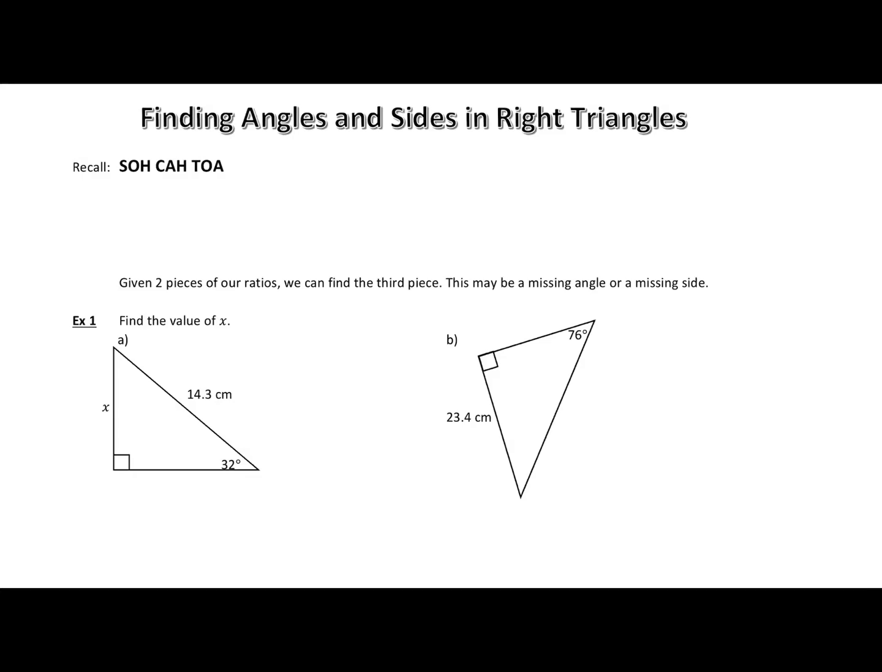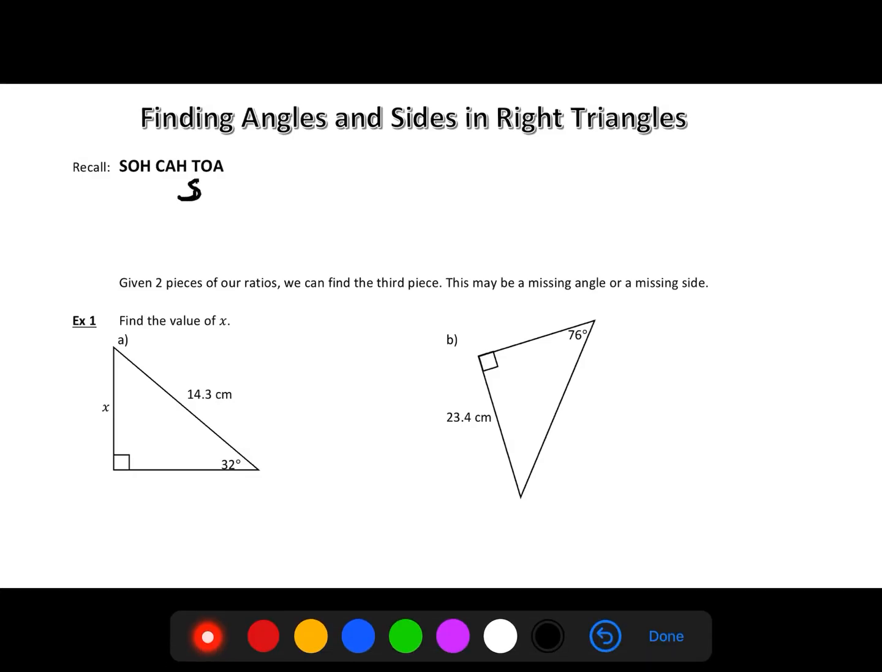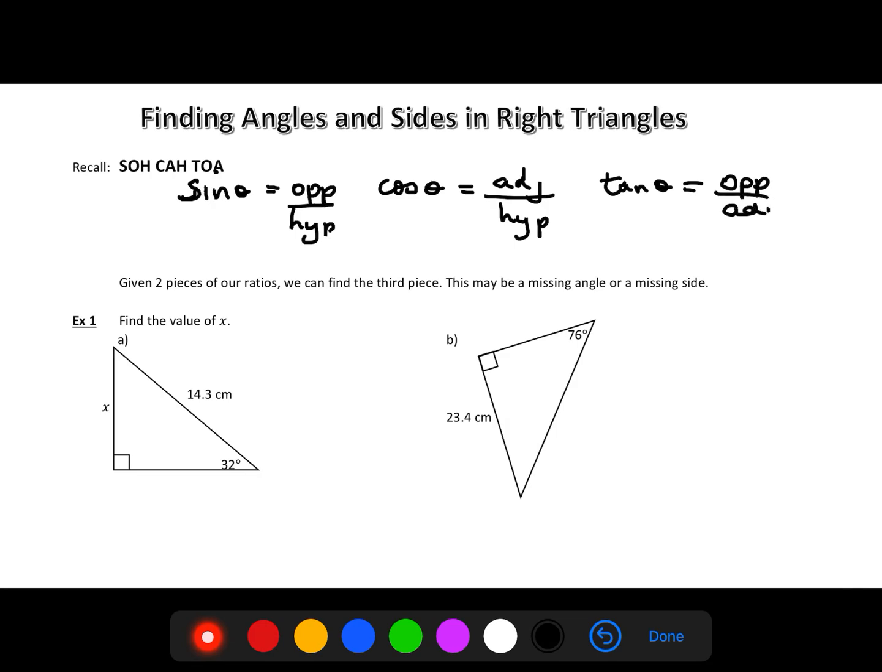Let's do a little bit more practice with finding angles and sides in right triangles. The big thing we want to remember is SOHCAHTOA. We talked last day that sine of any angle is equal to opposite over hypotenuse. The cosine ratio of an angle is equal to adjacent over hypotenuse. And tangent of any angle is equal to opposite over adjacent.